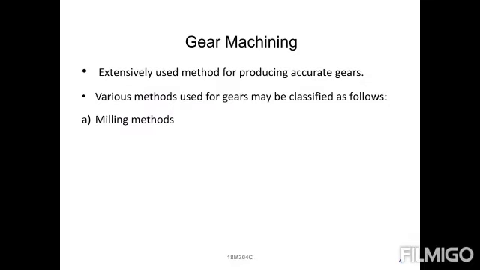The gear machining process is an extensively used method for producing accurate gears. Various methods for gear making are classified as follows: the milling method, the template method, and the generating method. These three methods are used for manufacturing or machining of gears.